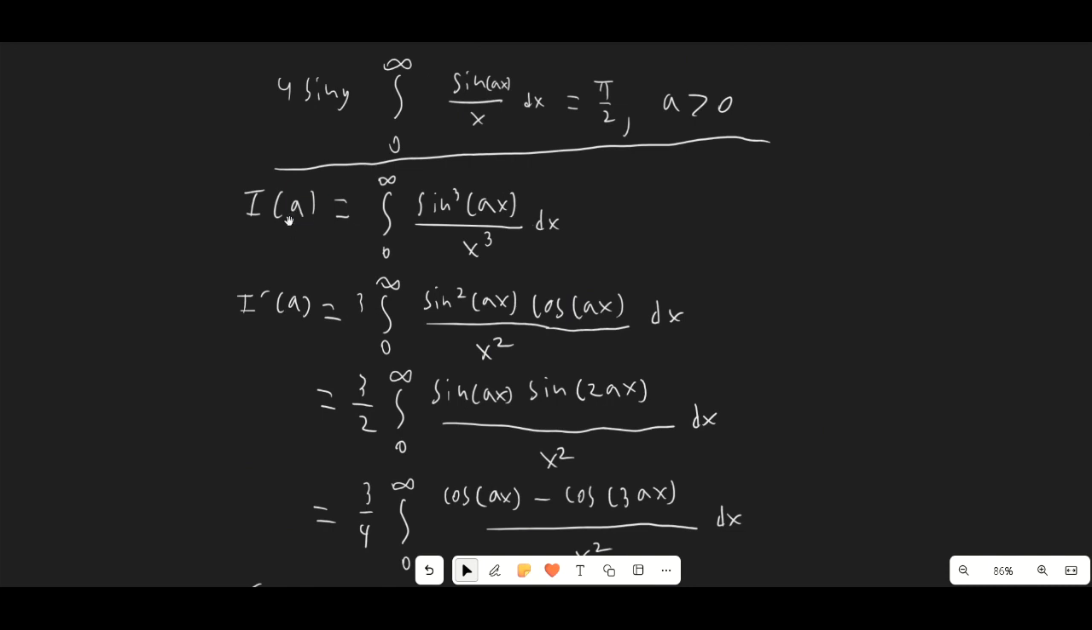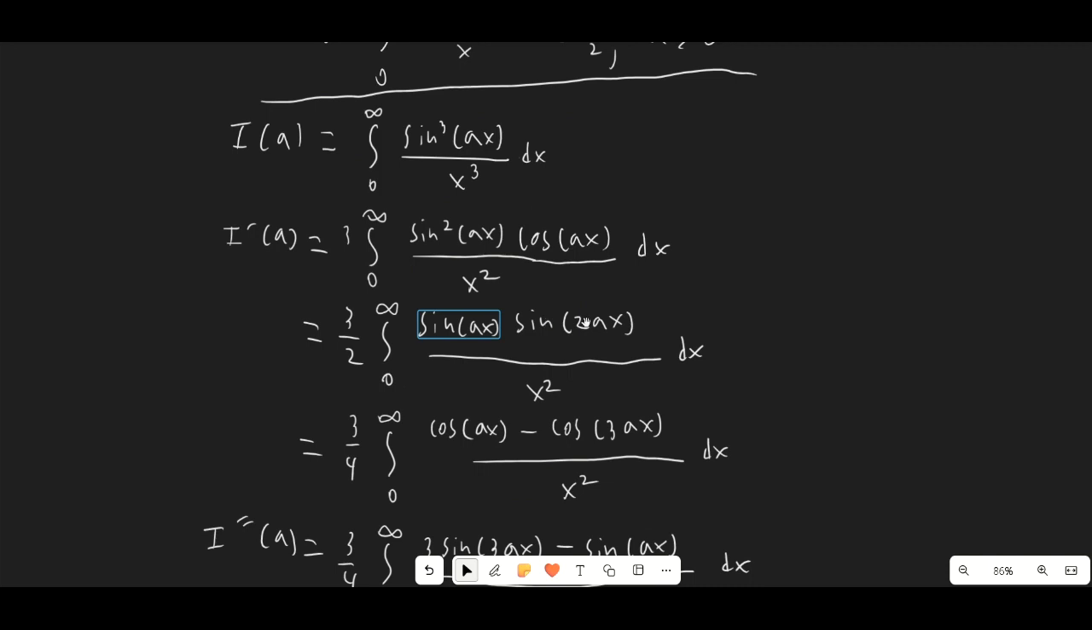So we have I of a equals the integral from 0 to infinity of sine cubed of ax over x cubed dx. We differentiate with respect to a, and we get 3 sine squared of ax cosine of ax over x squared. Notice that the power of x in the bottom decreased because we had that chain rule x coming out. So in order to keep getting rid of the x's in the bottom, we can keep differentiating with respect to a. The first thing I did was reorganize these terms a little bit, and then I used the sine product to sum formula. So we now have cosine ax minus cosine 3ax over x squared.